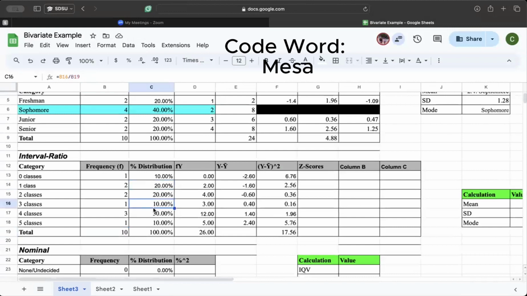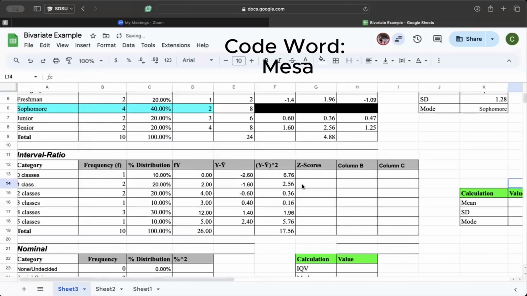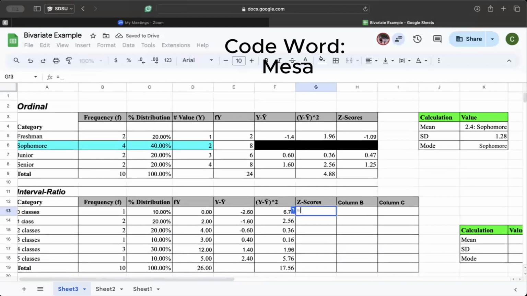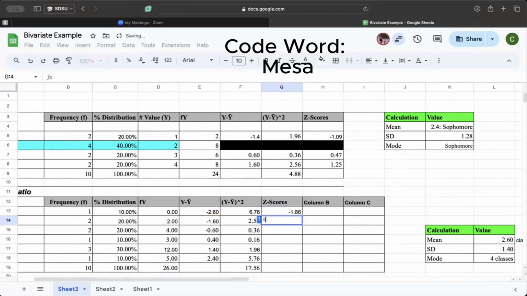this ends up becoming, our mode is 4 classes. So mode is 4 classes. Z-scores are going to be the same thing, where we're doing equals our y minus our mean divided by our standard deviation. And we're going to go through and do that for the same thing across all of them, like we have with all of our other standard deviation, all of our other Z-score calculations.